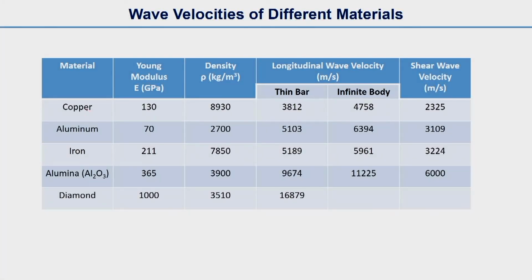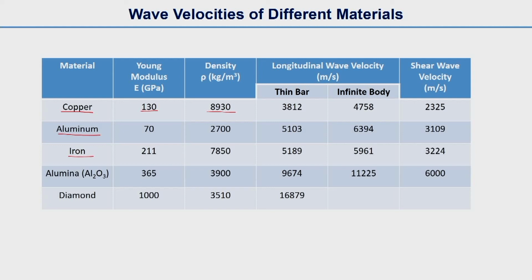So, here are some common materials like copper, aluminum, iron. They are very commonly used materials, and then alumina is like the ceramic, Al2O3, and then a very hard material, diamond. If you see the Young's modulus for copper, it is 130, and then the density is 8930. We have not included the Rayleigh wave velocity here, but there are two types of longitudinal wave velocity included.